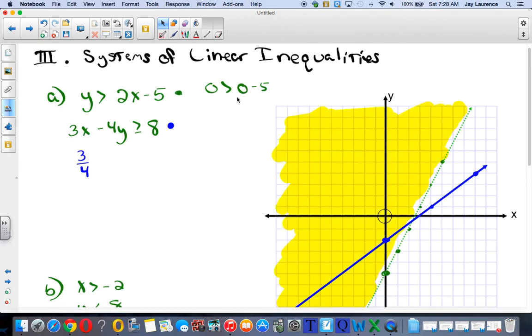All right, so now I got to do that test point again to see which side I'll graph. I'll put the origin in. Remember, you can put the origin in as long as the line doesn't go through the origin. So I'll get 0 minus 0 is greater than 8. Well, 0 is not greater than 8.